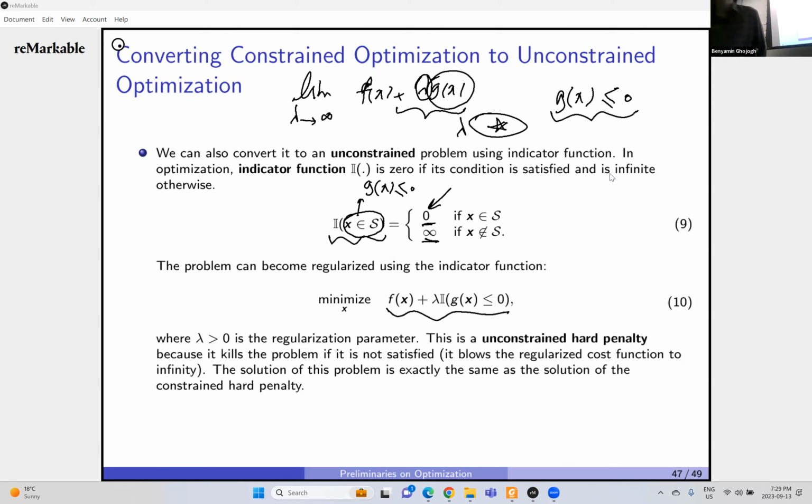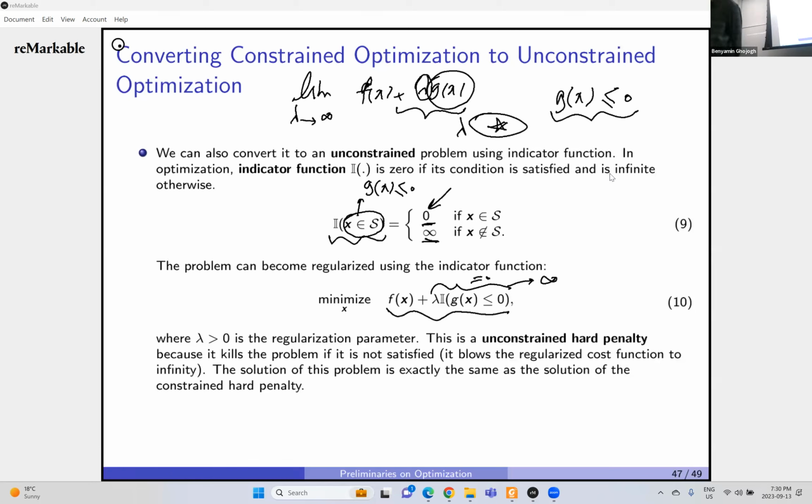So what does this do? It says if g of x is less than or equal to 0, then this term becomes 0. Good, and we minimize f of x. If it's not less than or equal to 0, this term becomes infinite and kills the optimization. So the solution of this is exactly equal to the solution of the constraint optimization problem. So in minimization, infinite kills the optimization problem. In maximization, minus infinite kills the optimization problem.